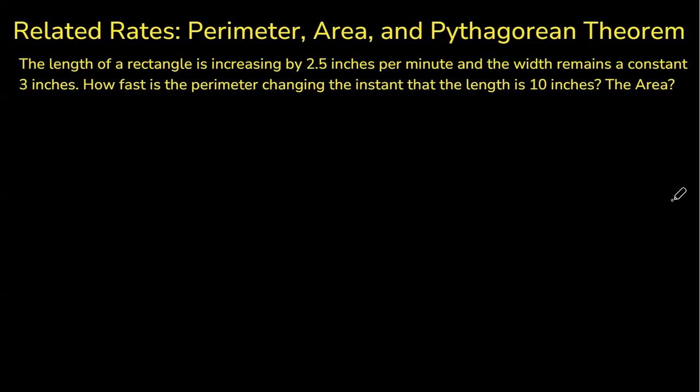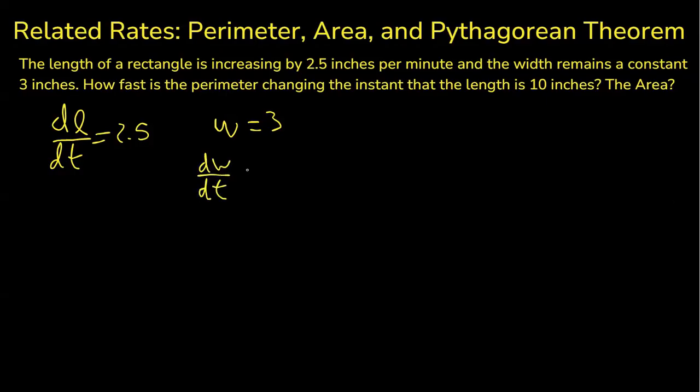The length of a rectangle is increasing by 2.5 inches per minute. We want to write that down as dl/dt equals 2.5 inches per minute. The width remains constant, 3 inches. That means that the width is 3 inches. Since it's constant, the rate of change of the width is going to be 0. So it may be helpful to write that down.